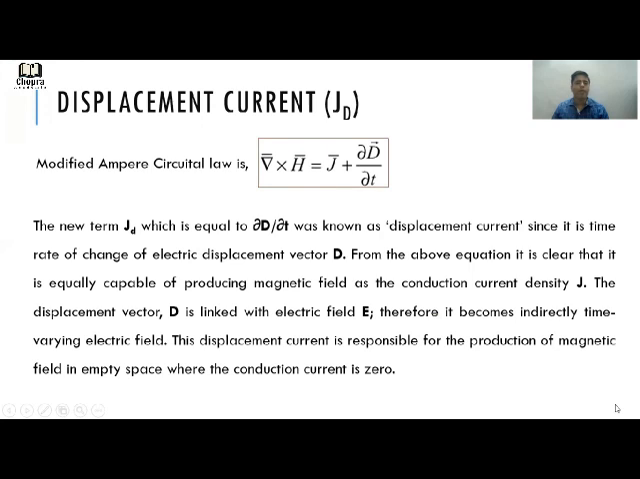From the above equation, it is clear that it is equally capable of producing magnetic fields as the conduction current density. You see here, dou D by dou t also contributes in curl H. The displacement vector D is linked with the electric field E. Therefore, it becomes indirectly time varying electric field. This displacement current is responsible for the production of magnetic field in empty space where conduction current is 0.